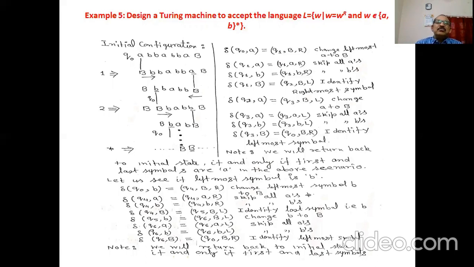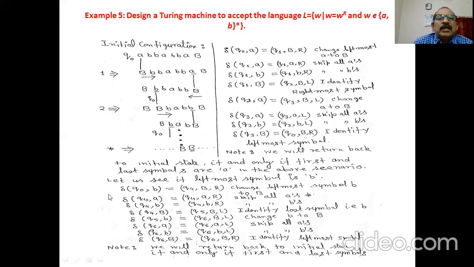Meaning the starting symbol and last symbol must be the same. The second symbol from the start and the second symbol from the end should be the same. A word may be even or odd. So let us take a word in this language.